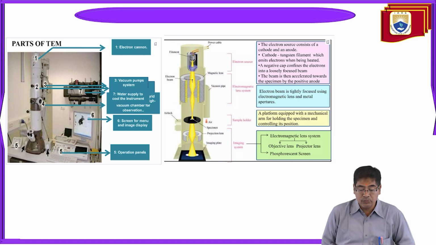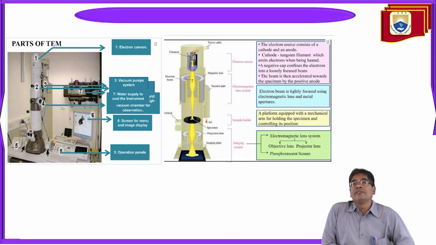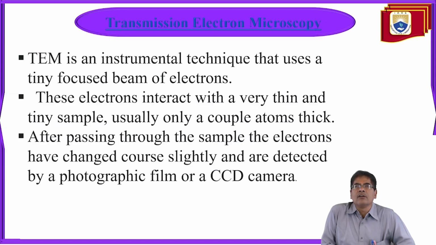We have the electron source, which consists of a cathode and an anode. The cathode is generally a tungsten filament which emits electrons when heated, and a negative cap confines the electrons into a loosely focused beam. The beam is then accelerated towards the specimen by the positive anode. The electron beam is tightly focused using the electromagnetic lens and metal apertures. There is a platform equipped with a mechanical arm for holding the specimen and controlling its position. And we have the electromagnetic lens system, the objective lens, the projector lens, and the phosphorescent screen also.